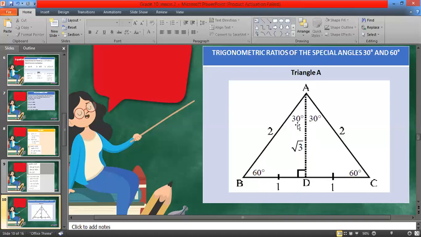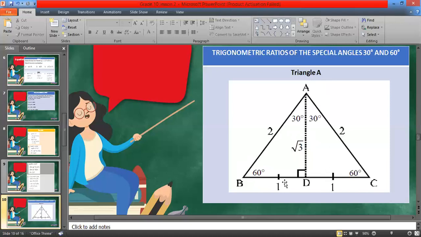So now let's talk about the special angle 30 degrees. What is sine 30 degrees? So 30 degrees is here. If our 30 degrees is here, automatically this side will be our opposite. This is always our hypotenuse, the side facing the angle 90 degrees, and this will be adjacent because we are looking at this angle 30 degrees. This is our opposite side.